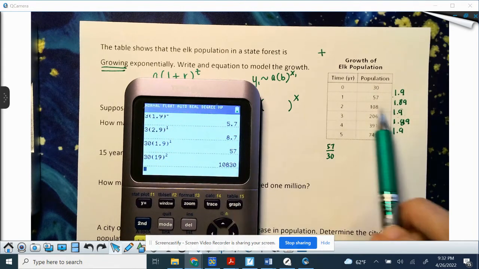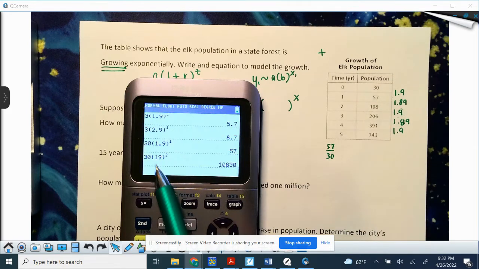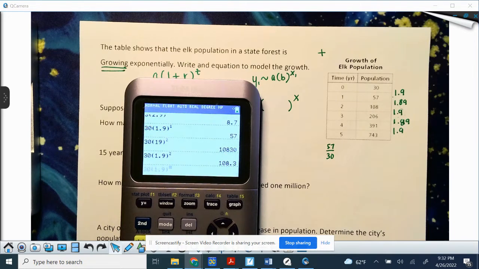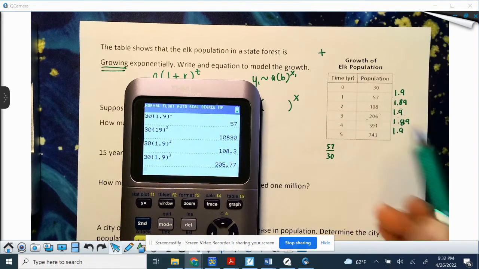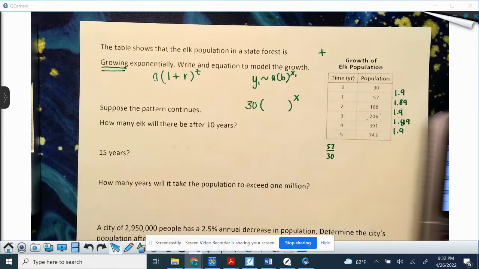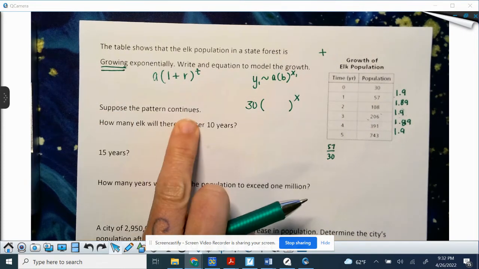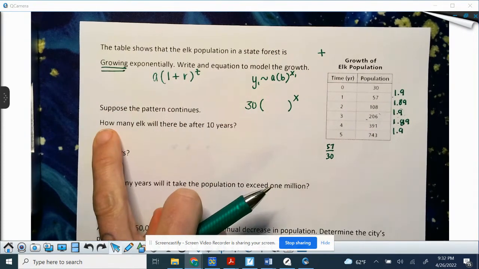So that's because I didn't put my decimal again. Make sure you're using your calculator better than I am. 108.3, which is fine, right? It's super close because 0.3 is not a person, and we're talking about population here. So 30 times 1.9 raised to the third power does give us that 205.7, and they rounded up to 206. So suppose the pattern continues, and these are elk, not people, sorry. How many elk will there be in 10 years?